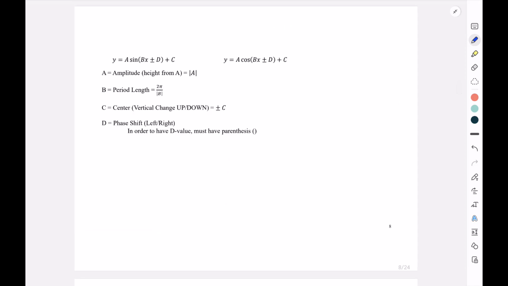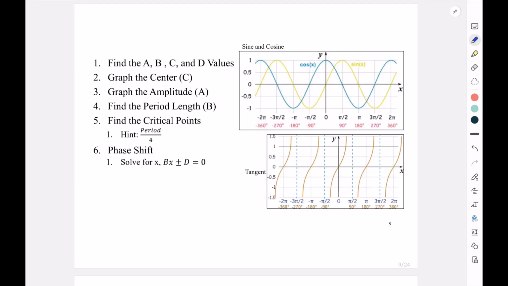So we know that we are given a general form for our trig functions, for sine and for cosine, and we can look for the A, B, C, and D, which I would recommend doing when you're working these problems, and that will give you a lot of information. So when you go to graph, it is very easy and straight to the point. First we're going to find our A through D values, and then we'll graph our C, so our center, in this case 0, if we're looking at the sine and cosine graph. And then we want to graph our amplitude, and let's say it's 1, so we have our amplitude going up 1 and down 1 from our center.